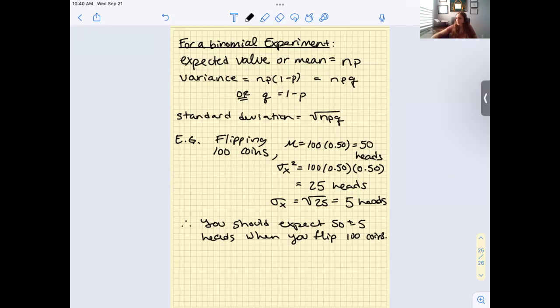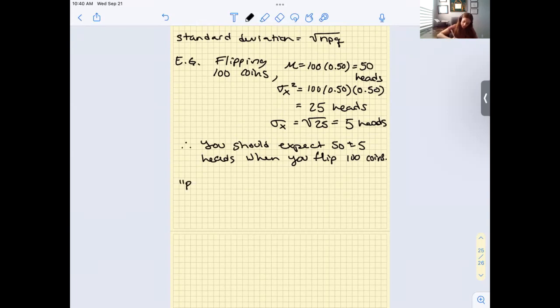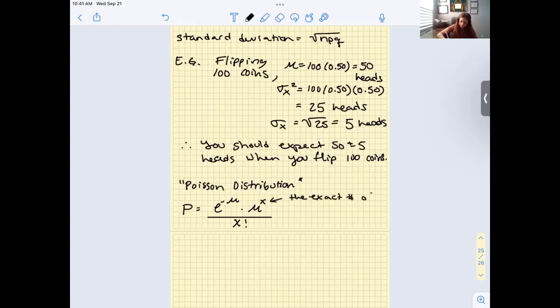I think this is the last topic I want to talk about for chapter 3, and then we'll move on to chapter 4, which is the Poisson distribution. The Poisson distribution is P of x equals e to the negative mu times mu to the x, divided by x factorial. X stands for the exact number of successes.